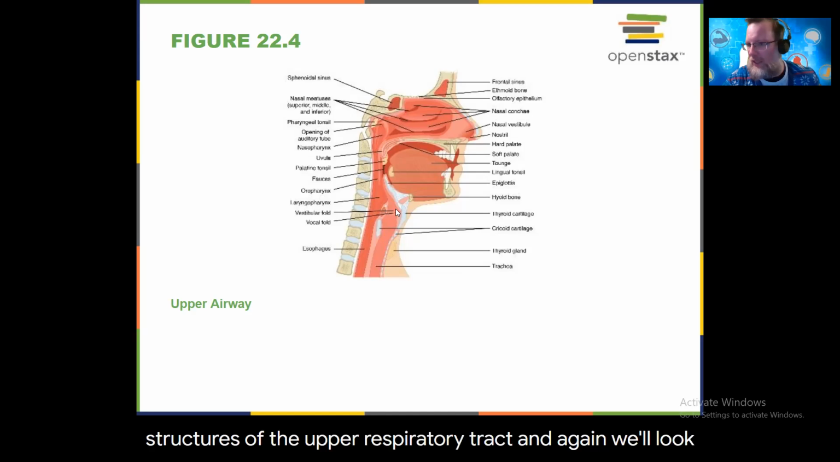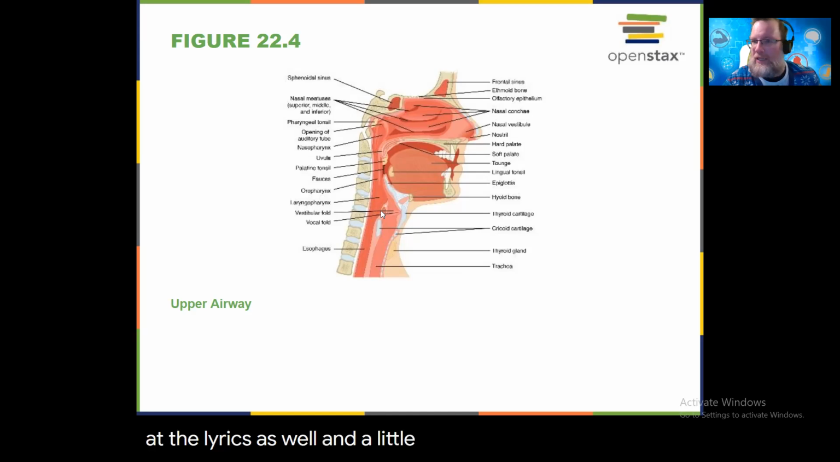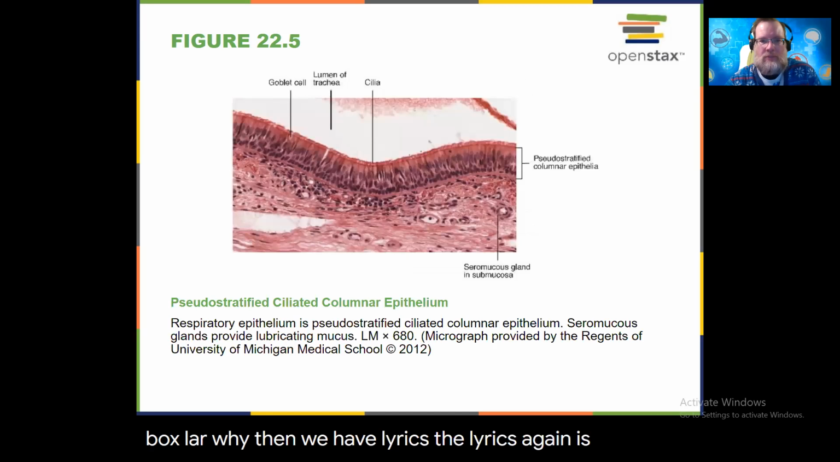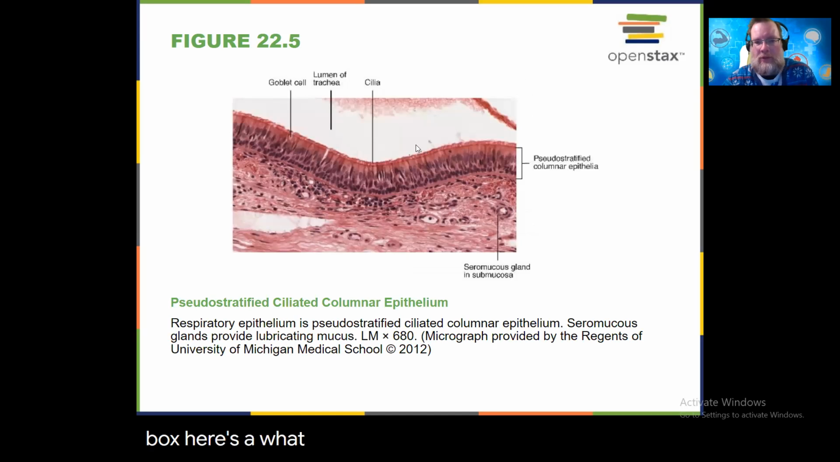And again, we'll look at the larynx in a little more detail. That's your voice box. Larynx, so kind of like pharynx, then we have larynx. The larynx again is your voice box. Here's what that epithelium looks like.